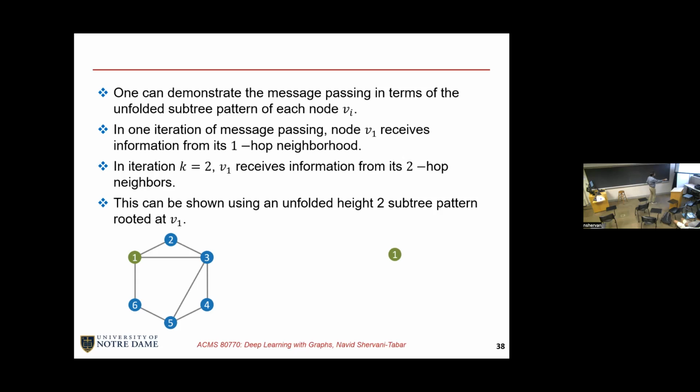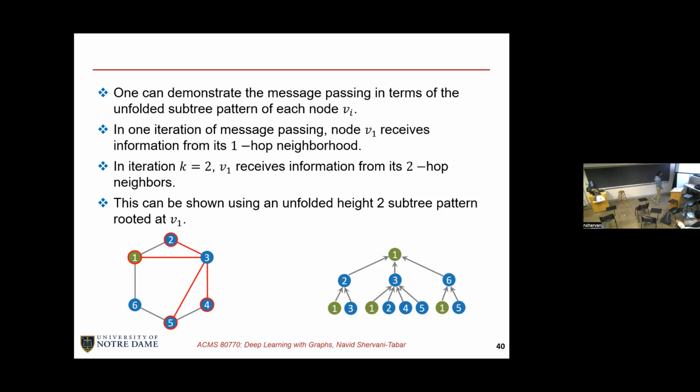We can see this node is our node 1. Then we have 3 immediate neighbors for this node, and those are nodes 2, 3, and 6, right? And then each of these nodes has neighbors of its own. So node 2 has nodes 1 and 3. Node 6 has nodes 1 and 5. And then node 3, for instance, has nodes 2, 1, 5, and 4 as its neighbors, right?